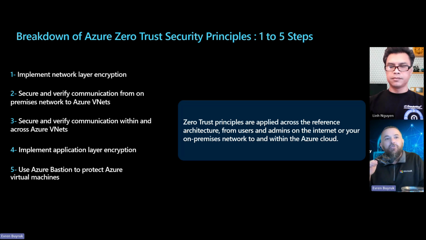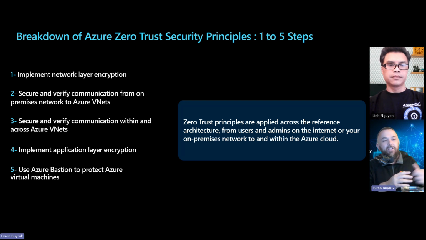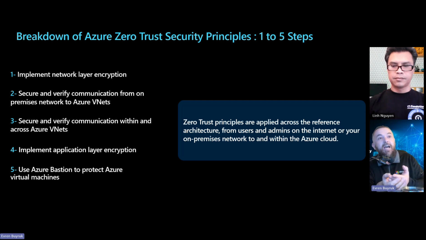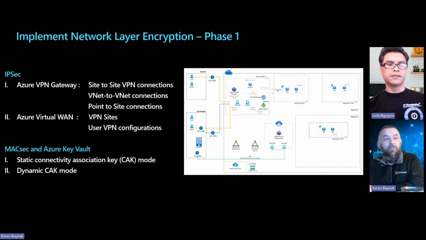So these are the Zero Trust principles, 5 steps, and then how we're going to actually get there. Basically, this is the breakdown of the diagram into 5 simple steps to achieve Zero Trust security, which can be applied across the reference architecture I mentioned in the previous slide. And this can be applied from users, admins on the internet, or even customers on the on-premises network, to and within the Azure cloud. And then how we're going to get there, right? This is something that we're going to be looking at.